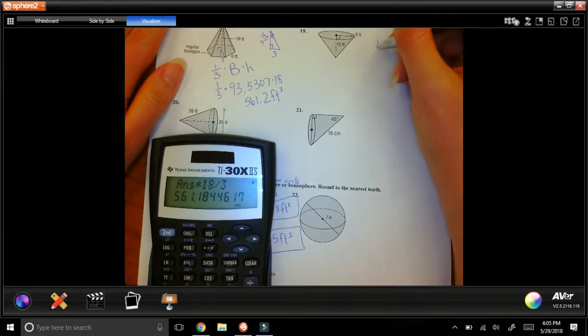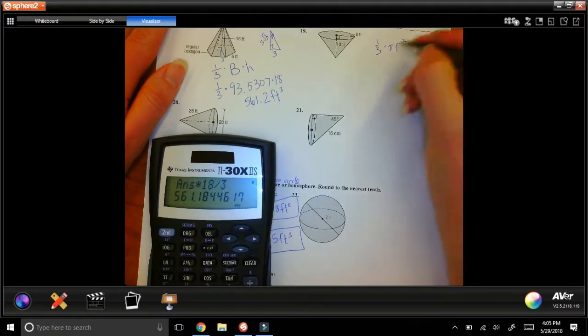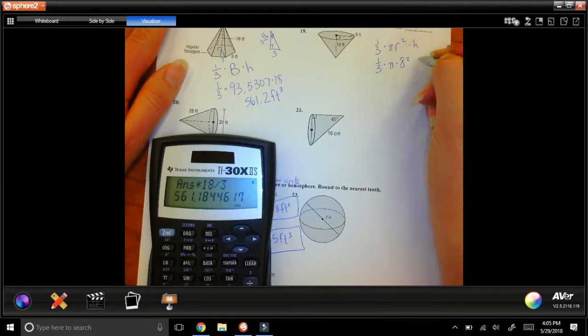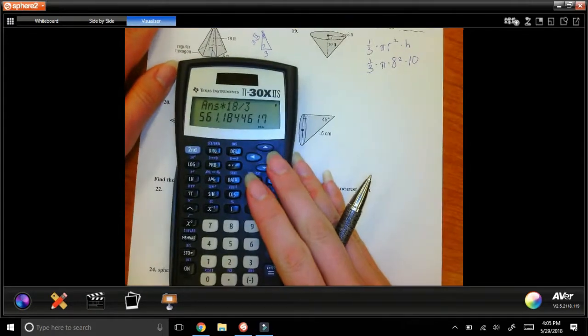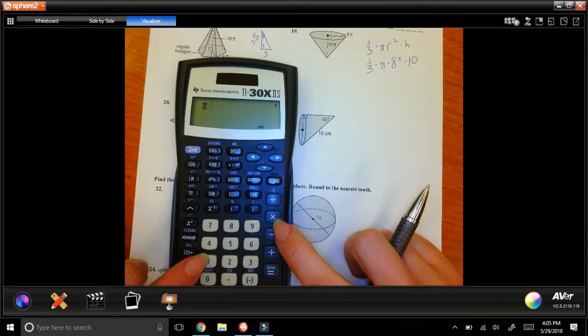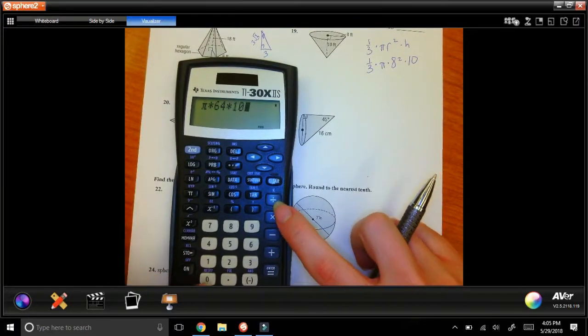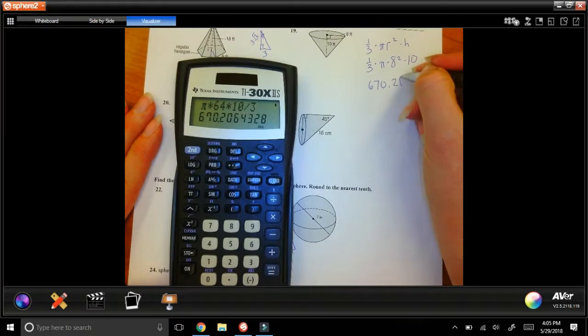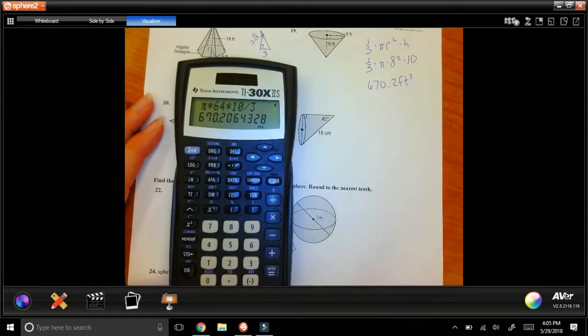This next one is 1/3 the area of the base, pi r squared, times the height. They give you the numbers you need here. Enjoy ones like this when you have them. So pi times 64 times 10, 1/3 of that is 670.2, and that's cubic feet.